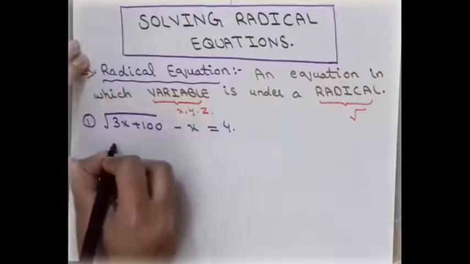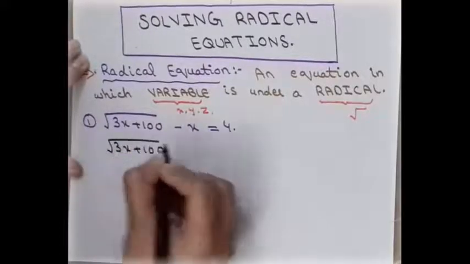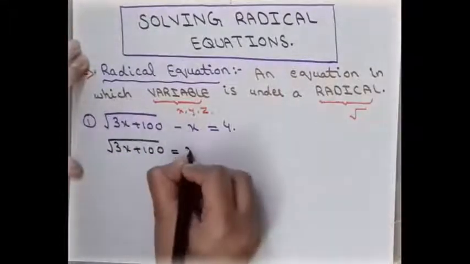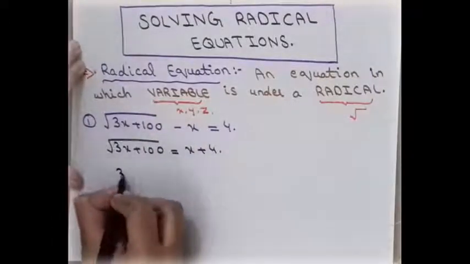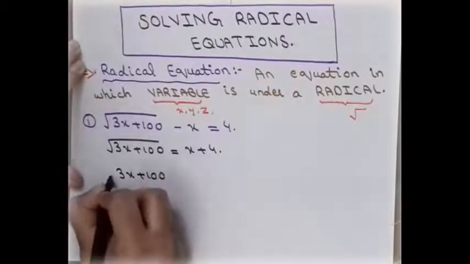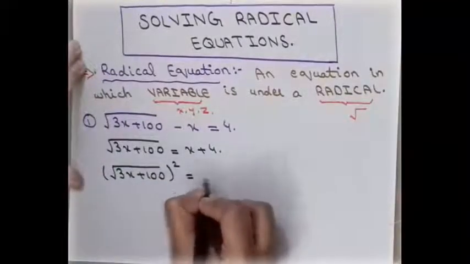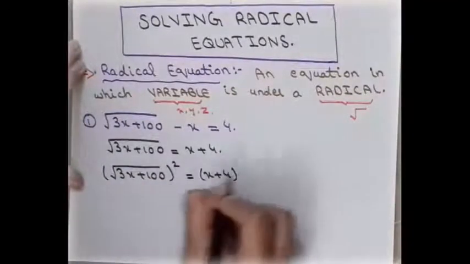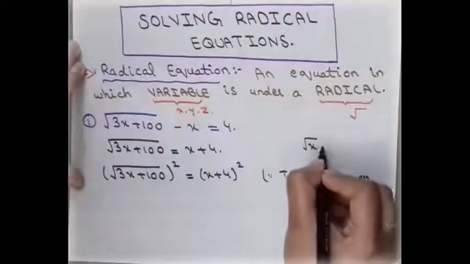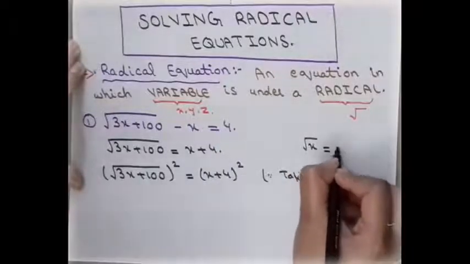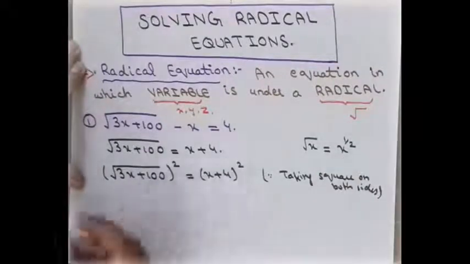So for this step, we have the square root of 3x plus 100, which equals x plus 4. At this step we want to take the square on both sides. The square root of 3x plus 100, squaring to remove the radical sign, equals (x plus 4) squared. As we know, the radical of x in fractional form is x to the power 1 over 2, so this 2 cancels out with the square.